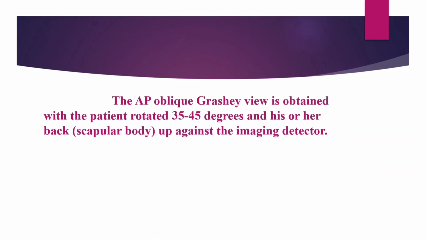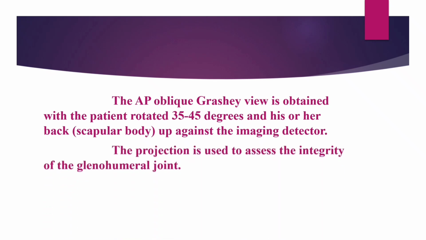Now let's see the explanation. The AP oblique glenoid view is obtained when the patient is rotated 35 to 45 degrees onto his or her back, with the scapular body up against the imaging detector. The projection is used to assess the integrity of the glenohumeral joint.